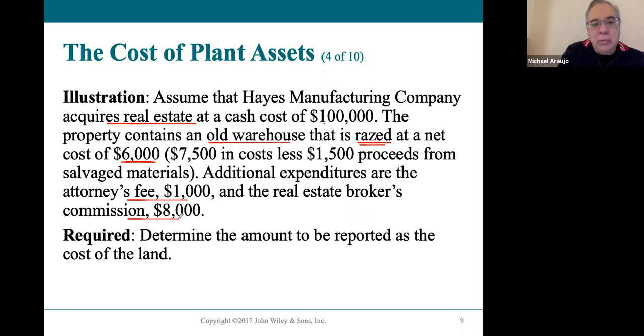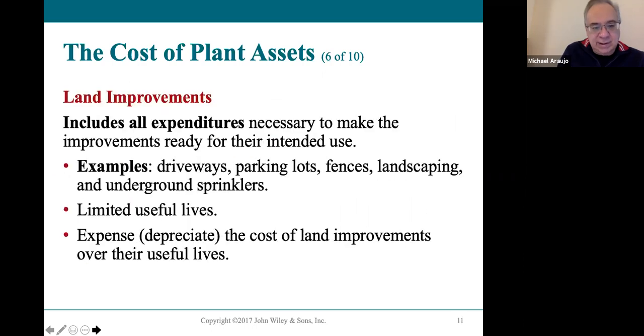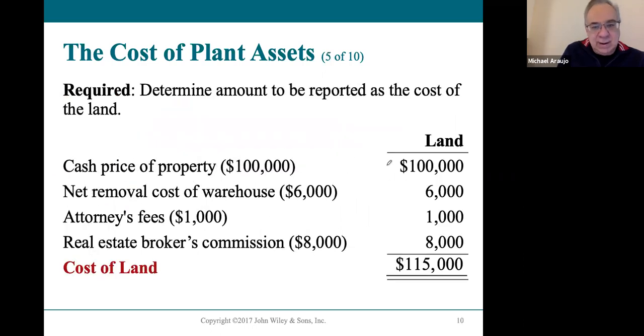So how would we recognize the real cost of the land? Well, it's all of these things. Okay, the real cost of the land is the actual price of the land, the cash price of the land, plus the removal of the warehouse, because you need to remove it to get the land ready for use. Remember, that's the standard, ready for use. You've got to pay the attorney and you've got to pay the broker. So the actual land account would be debited $115,000, because that is the real cost of purchasing that land, purchasing that asset. Okay.